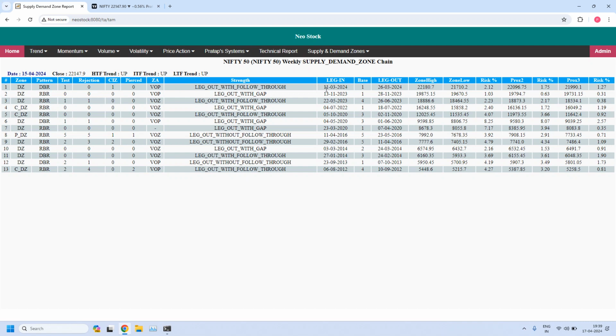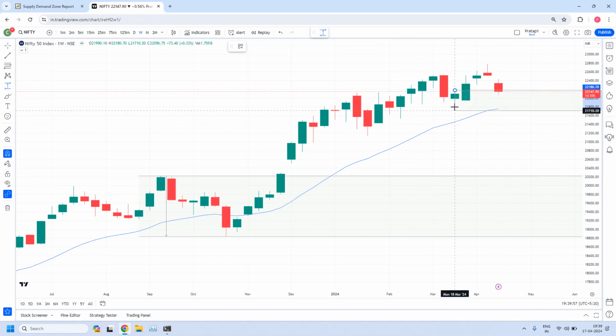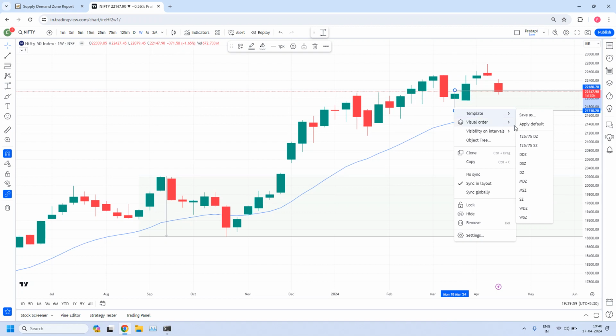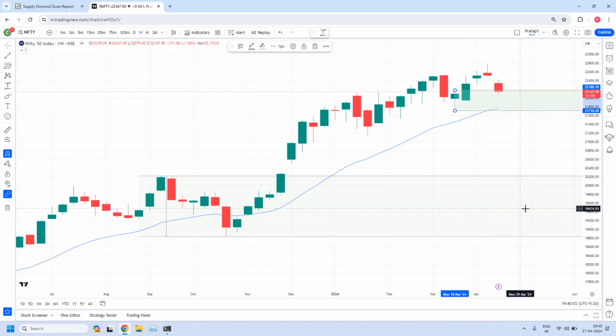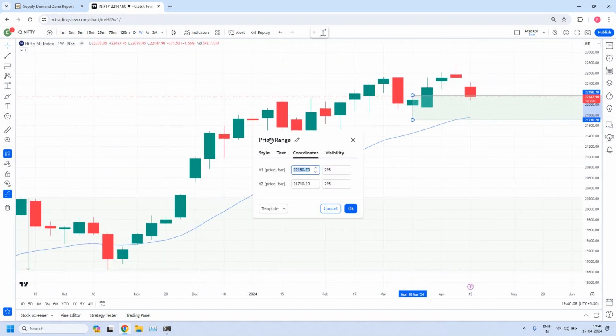Leg-in is on 11 March 24. After that, one base candle. See, this is 11 March 24. After that, one base candle and then leg out candle. So let us draw a weekly demand zone. So this is the weekly demand zone. Let me mark the text.